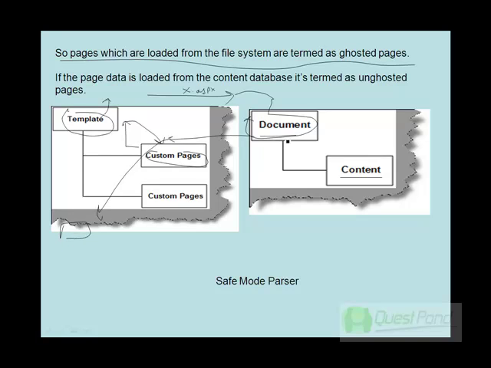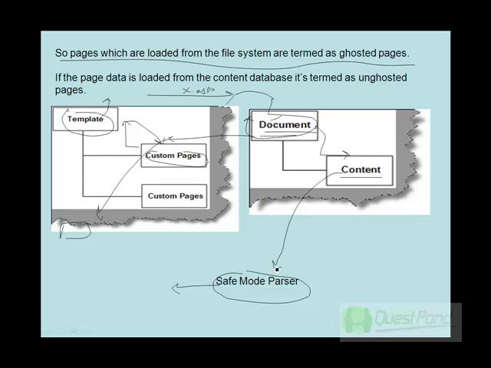If SharePoint finds an entry in the document table, it then moves to the content table. From the content table, it loads the source code and gives it to something called a safe mode parser, which is basically a SharePoint page parser made by the SharePoint team to parse ASPX pages. It parses this page and then sends it to the client. So if it is a ghosted page, you will find no entry in the document table and it will use the file system. If it is an unghosted page, you will find an entry in the content database and it will be parsed by the safe mode parser.